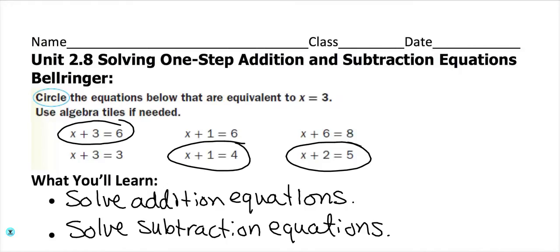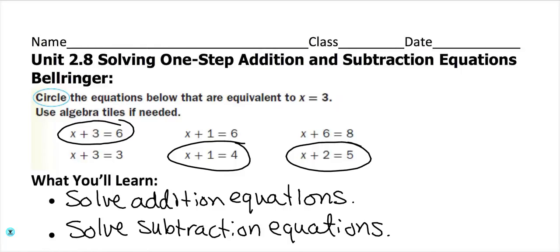Now, this is not technically in the textbook. There are a few things in your workbook, like the bell ringer, that we're going to look at. But this is actually not a 7th grade level skill. This is supposed to be learned in 6th grade, but we're going to cover it again for a really quick review. Hopefully this all comes back to you.